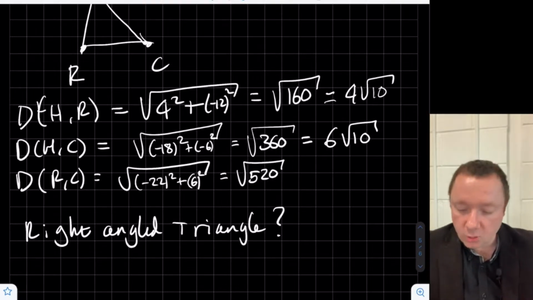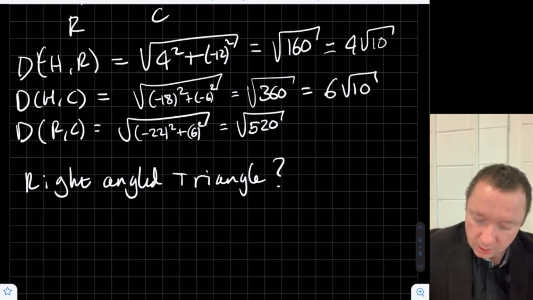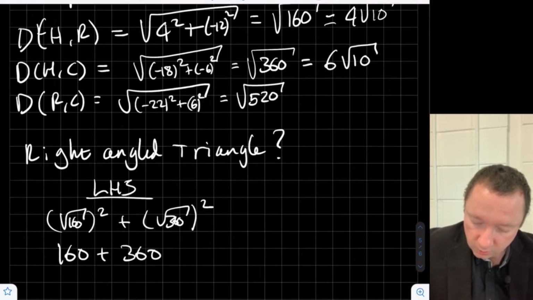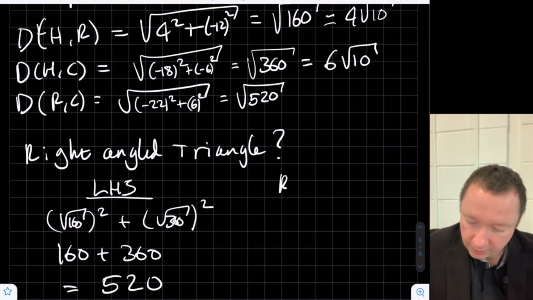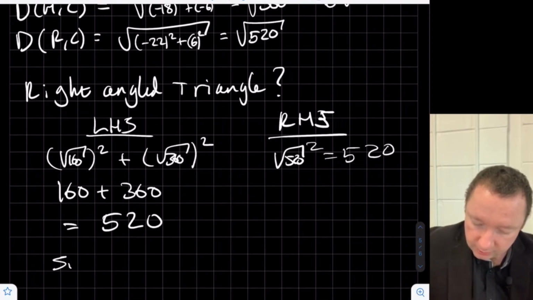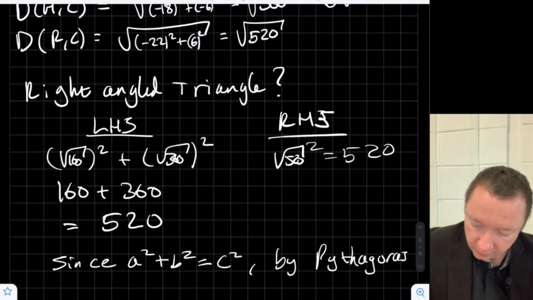Let's check the two short side squares and add them together. So let's look at our non-simplified ones because they're easier to square. On the left hand side, we've got root 160 squared plus root 360 squared, or in other words 160 plus 360, which equals 520. And our right hand side, we have root 520 squared, which is 520. So since a squared plus b squared equals c squared by Pythagoras, we have a right angle triangle.